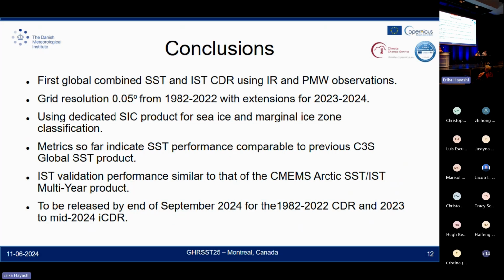The metrics so far indicate that our SST performance is comparable to the previous C3S Global SST product only. Our IST validation so far is similar to the only other benchmark product we have, which is the Arctic SST-IST multi-year product. As I mentioned, the product is about to be released in September 2024. You should be looking at both the Copernicus Climate Change Service data store and also CMEMS for the product to be online.